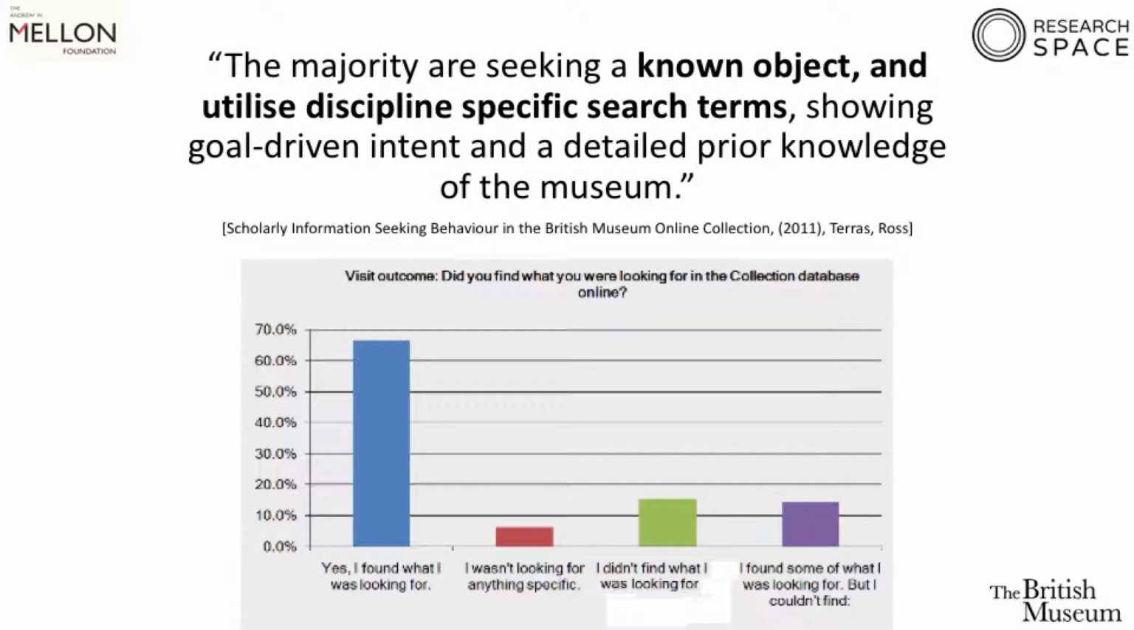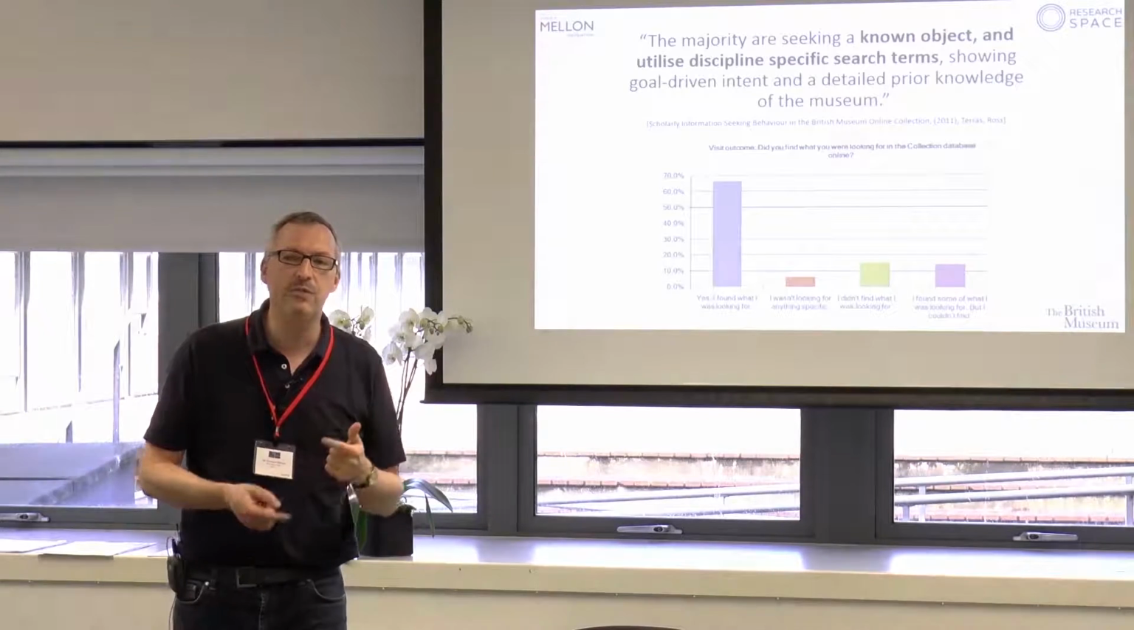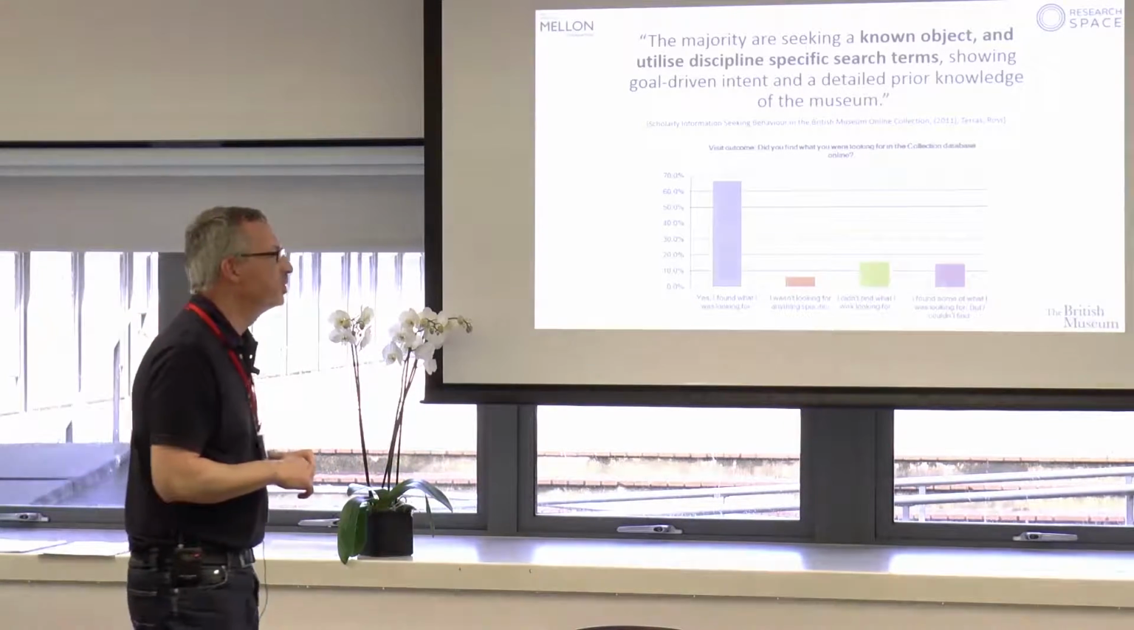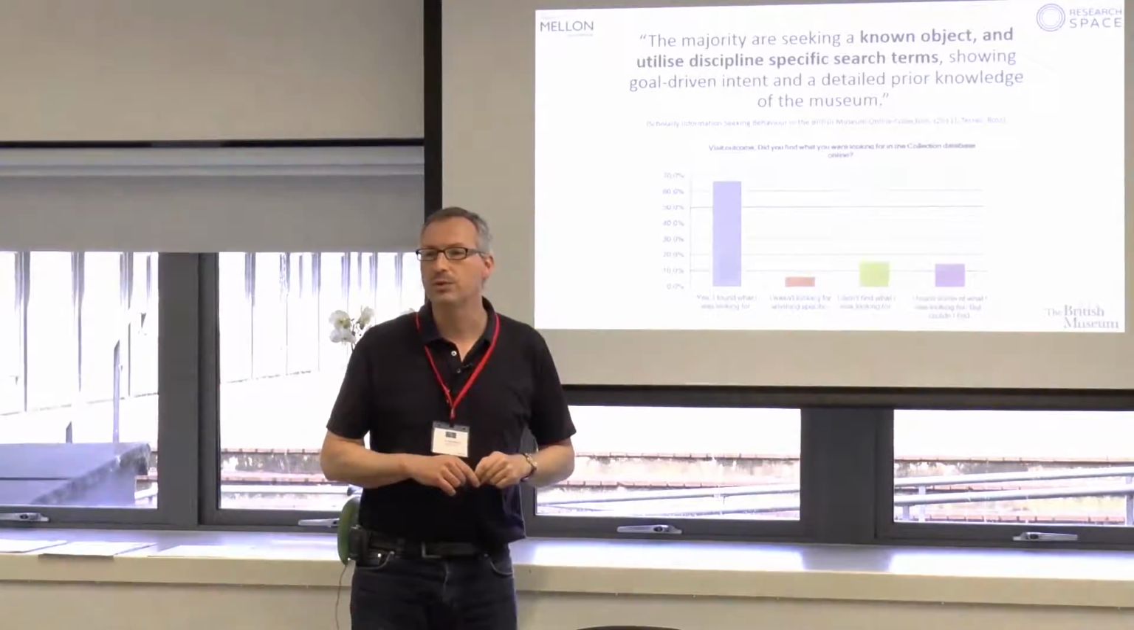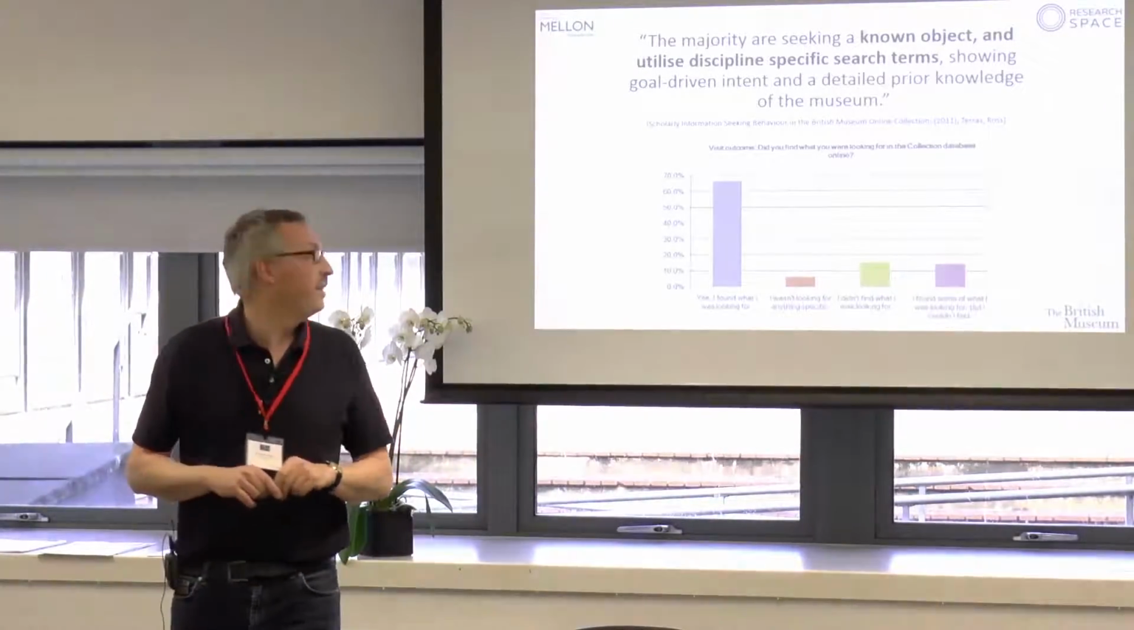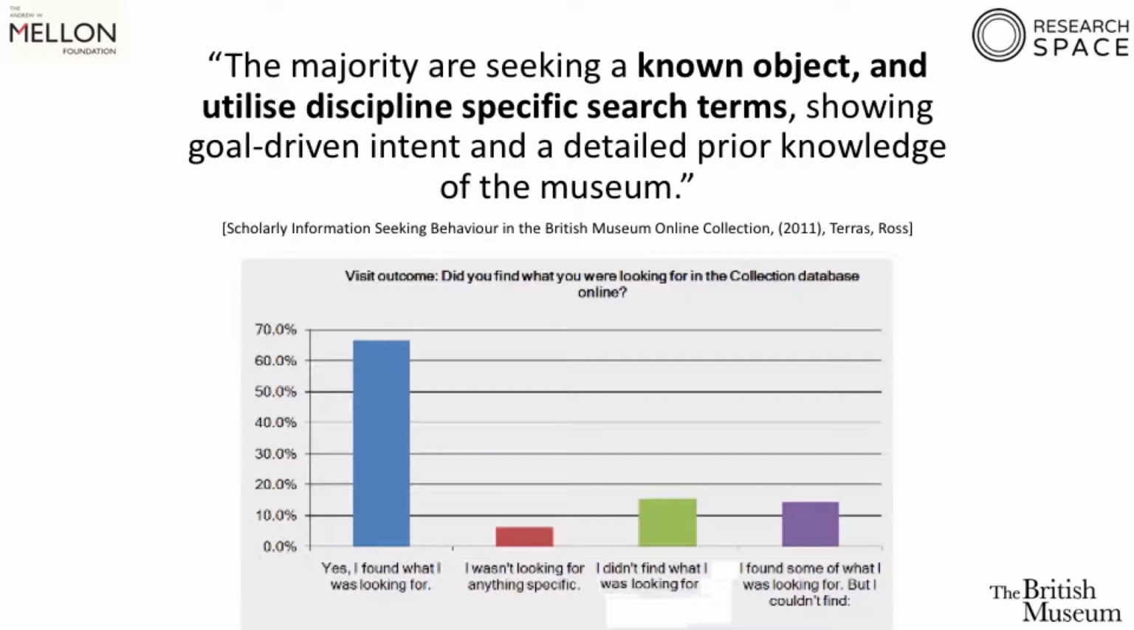UCL, University College London, did a survey of the British Museum's collections online system. They found that people could generally find what they're looking for, but only if they knew what they were looking for in the first place. So people who were browsing collections online actually found it extremely difficult to get results that were relevant to them. And again, this is important. The quote I took from that report, this is Melissa Terrace at the UCL: the majority are seeking a known object and utilise discipline-specific search terms.